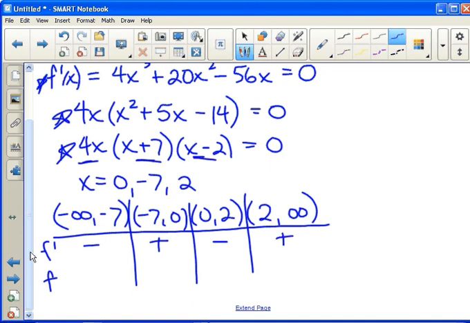A positive in the derivative implies the original is increasing. And we just follow that pattern all the way through. So now we clearly have where the function is increasing and decreasing and on what intervals.